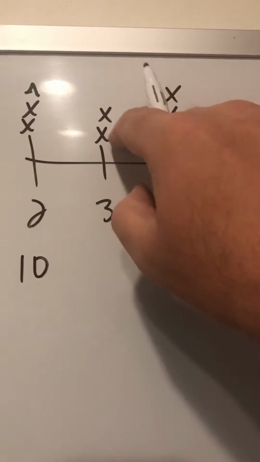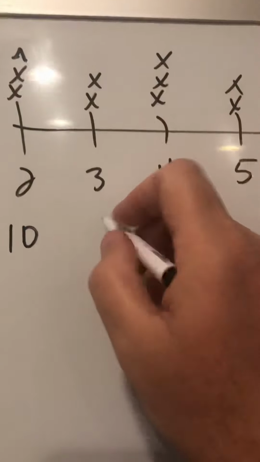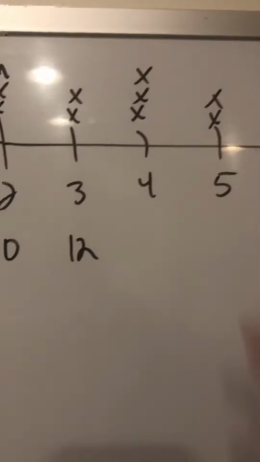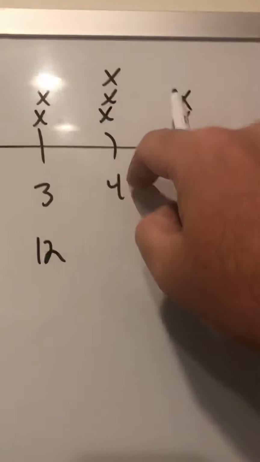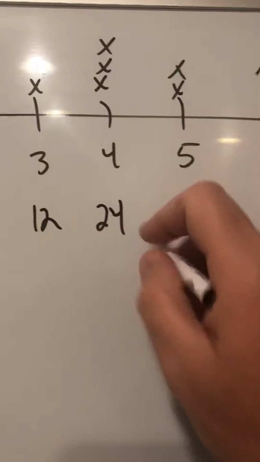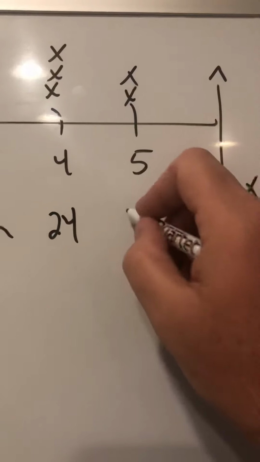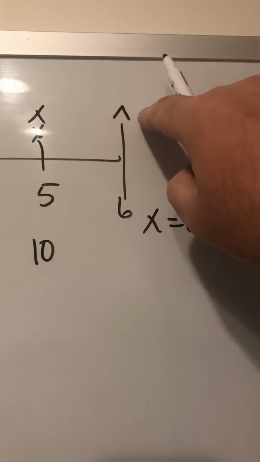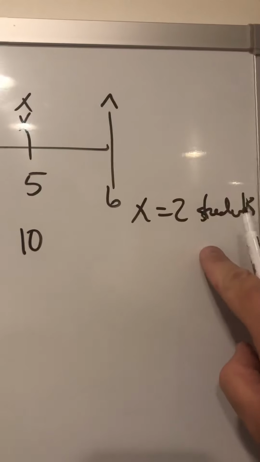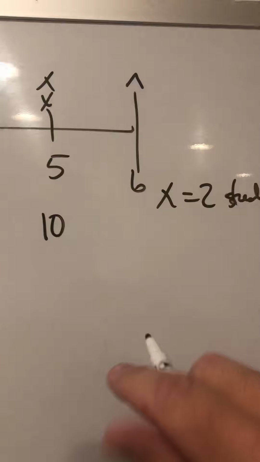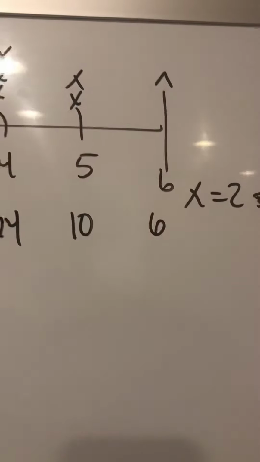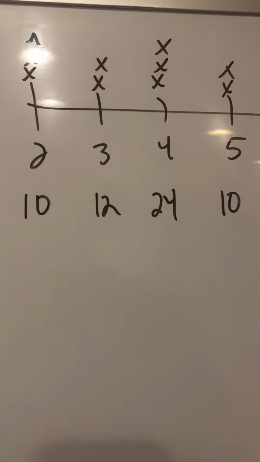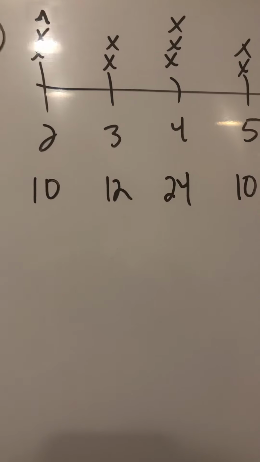For 3, that's 2, 4. 4 times 3 is 12. Here, that's 6 times 4 is 24. 2 times 5 is 10. And then here, this is half of an X, so that's only 1 student. So 1 times 6 is 6. So what we're going to do then is add these numbers up.